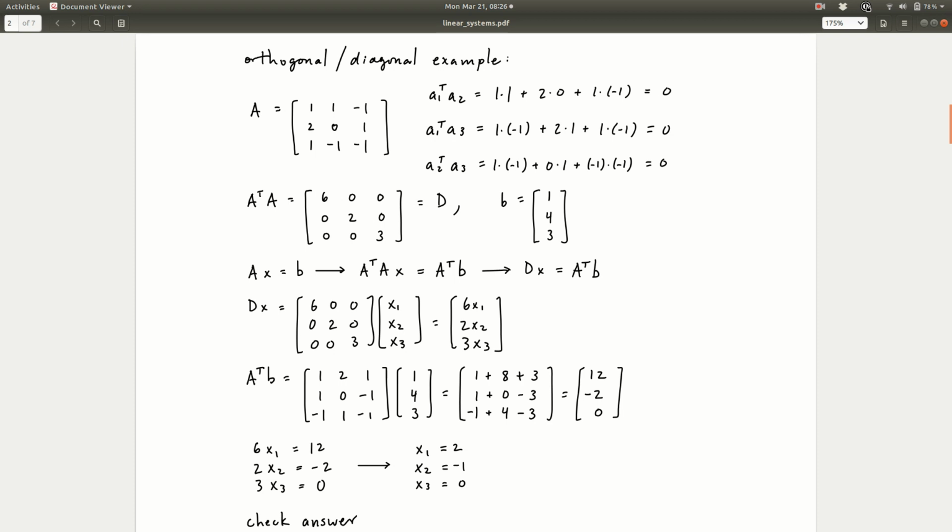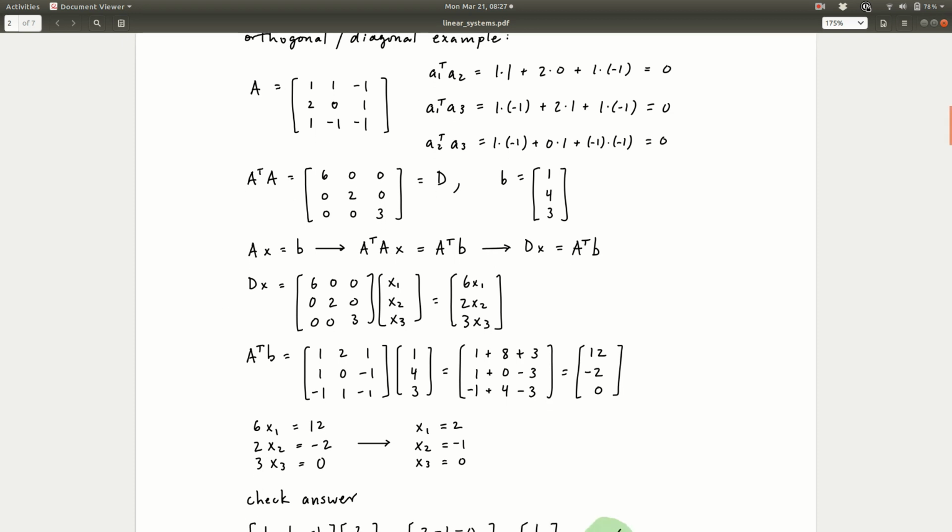So A transpose A is a diagonal matrix. And our right-hand side vector B, I'm just going to make 1, 4, 3 for the purpose of this example. And let's just start doing some math. So this will probably get simplified if we multiply the left-hand side by A transpose. So A transpose AX equals A transpose B. We define A transpose A to be this diagonal matrix. So we get Dx equals A transpose B.